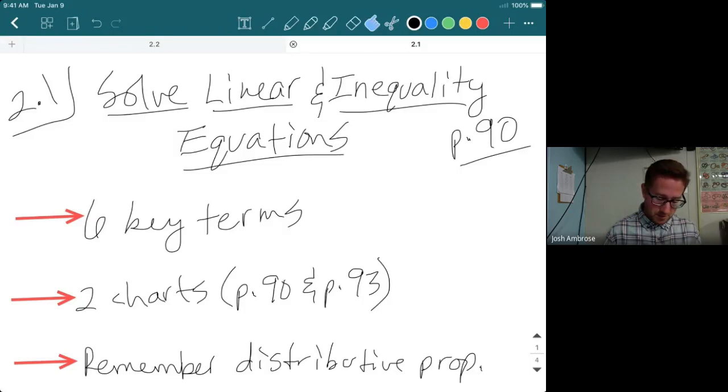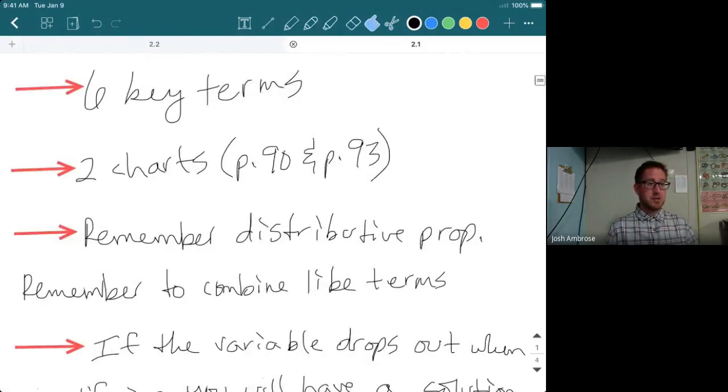Okay, so first thing up, we got 6 key terms. Find those, look those up, get the definitions. They are all highlighted in yellow. And there will also be 2 charts. I gave you the page numbers that those charts are on, page 90, page 93. So get that info. And then we can proceed here.